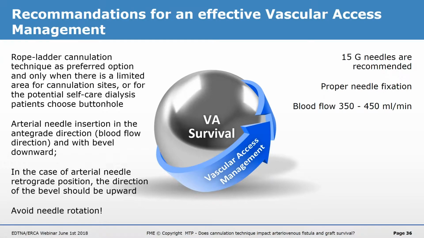Blood flow between 350 and 450. This is our recommendation. Venous pressure around 150 millimeters of mercury. It's not easy to have such a low venous pressure, particularly if you have a 450 milliliters per minute blood flow. That's why we say around, let's say between 150 and 180, 190, below 200 anyhow it should be.